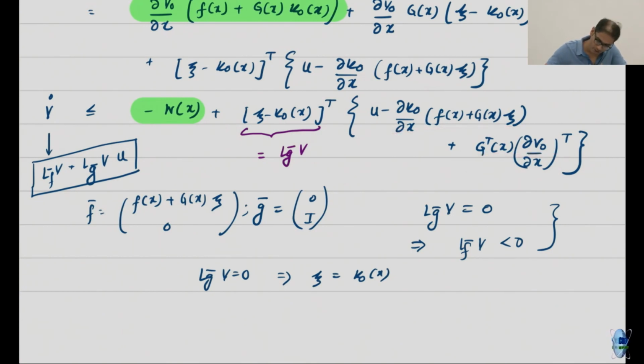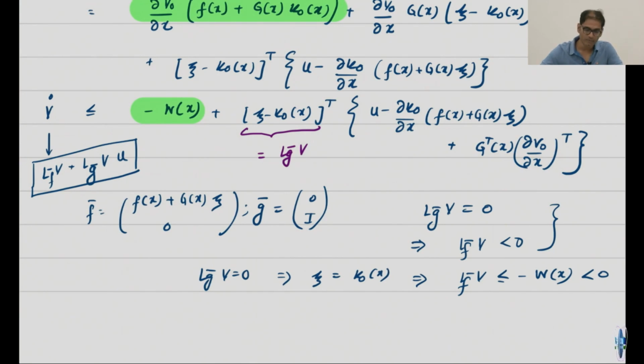So what am I left with? This implies that L_f bar V is less than or equal to minus W(x), which is negative definite by assumption. I hope this is clear. This is how we test for CLF.